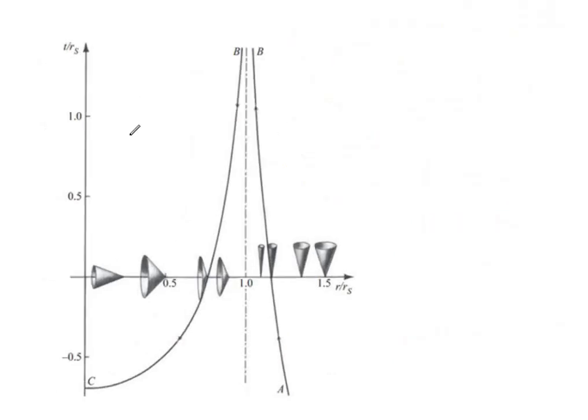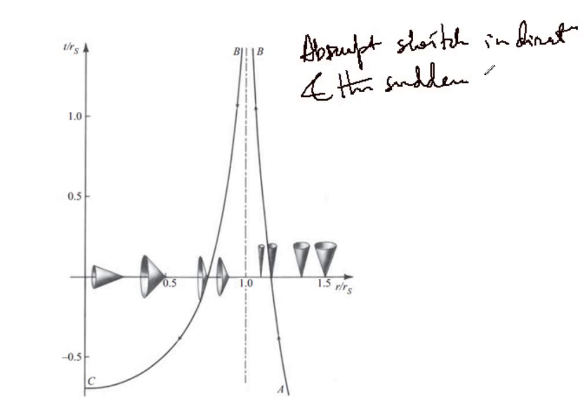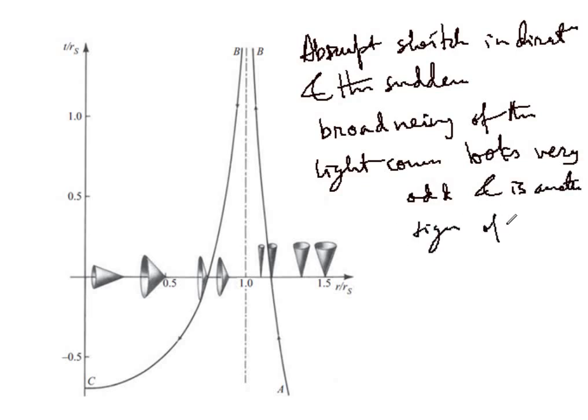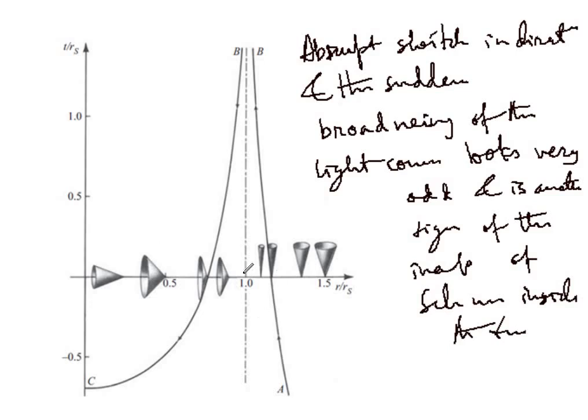So, let me write it down. The abrupt switch in direction and the sudden broadening of the light cones looks very odd and is another sign of the inappropriateness of the Schwarzschild metric inside the event horizon. That means over here.